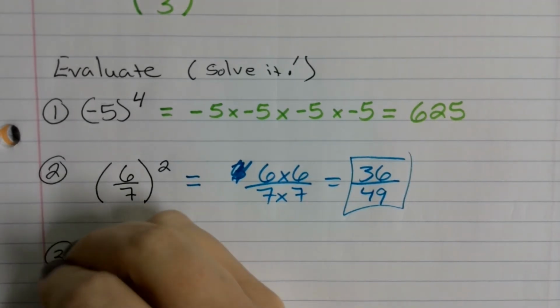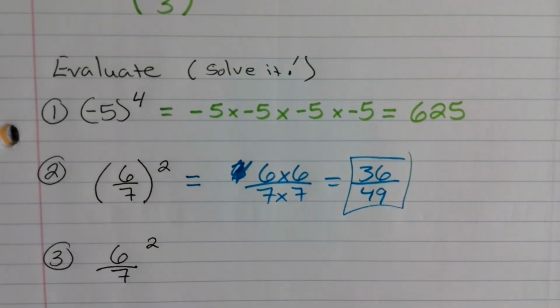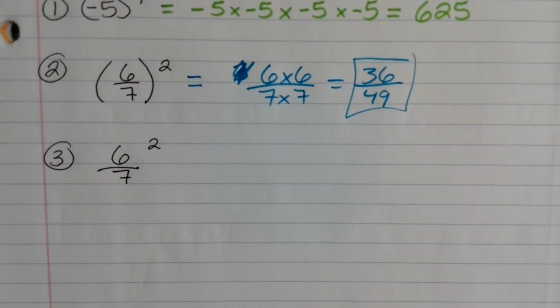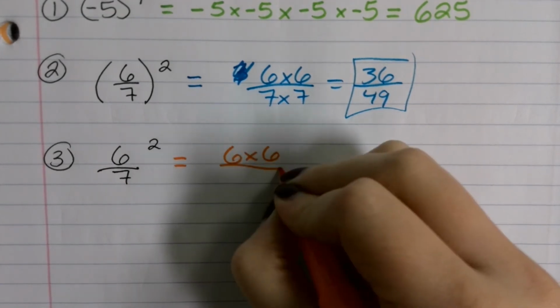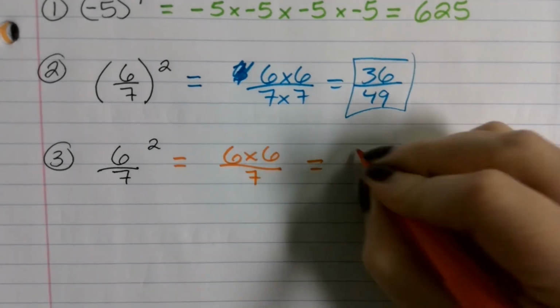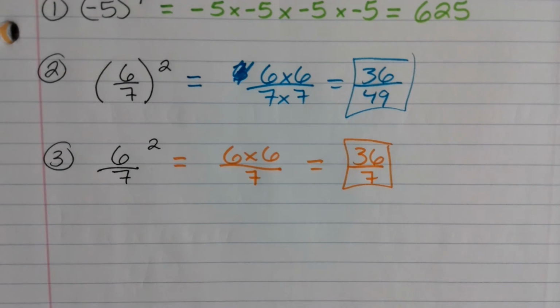Now, 6/7 second power, no parentheses. What is that going to equal? Nathaniel? 36 over 7 is correct. Again, this means that it's just 6 times 6 on top, but the 7 does not have the exponent included to it. So that's 36 over 7. That is your simplest form.